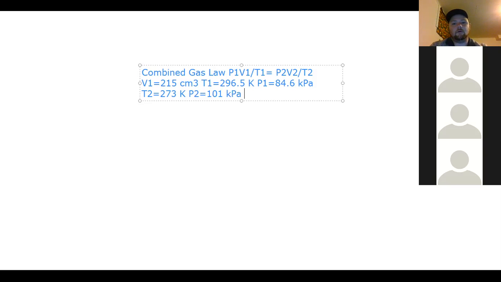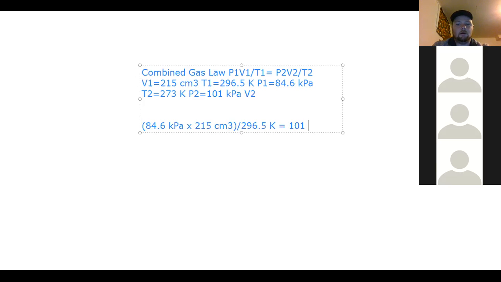And what we are going to look for is our V2. So we're going to have P1, 84.6 kPa, times V1, which is 215 cubic centimeters, and we put that all in parentheses, divided by our T1, which is 296.5 Kelvin, equal to our P2, which is 101 kPa, times V2, which we don't know, all divided by 273 Kelvin.